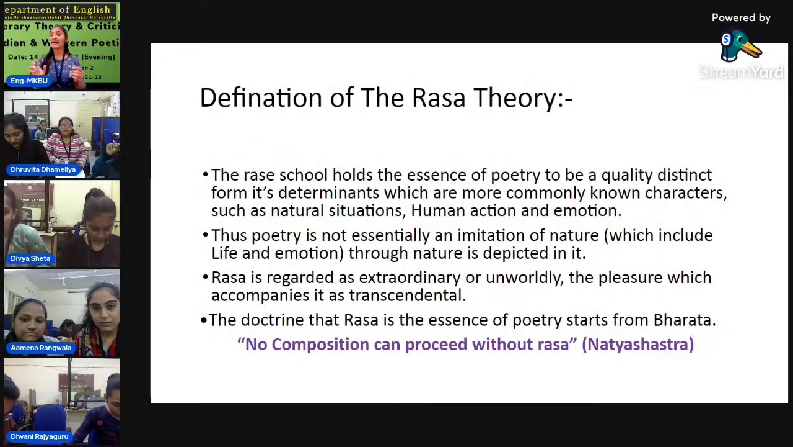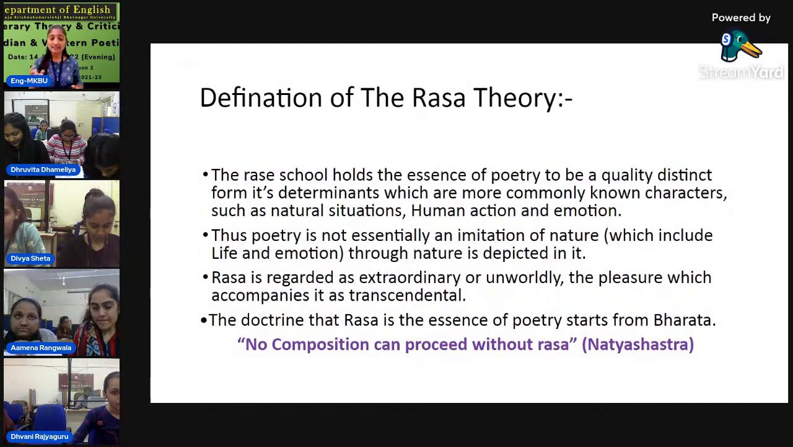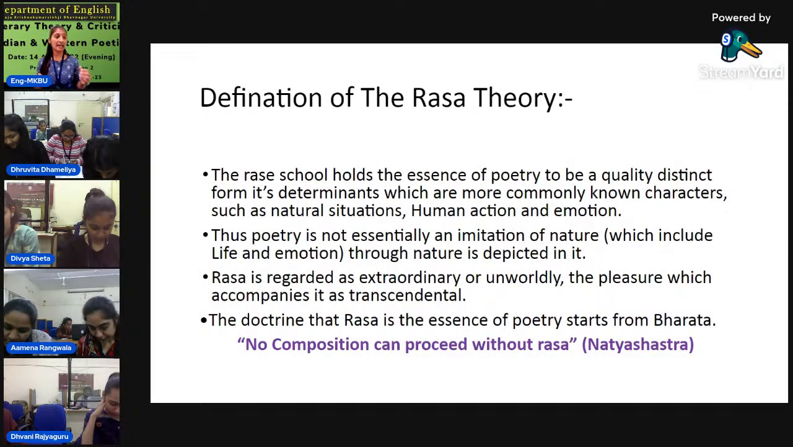And the definition of Rasa theory: the Rasa school held the essence of poetry to be a quality distinct from the determinants, which are more commonly known as character, such as natural situation, human action, and emotions. Rasa theory also represents human characters in natural action, situation, human action, and emotions. Thus, the theory is not essentially an imitation of nature, but also includes life and emotions through the natural depiction. And Rasa is regarded as extraordinary and unworldly. The pleasure which accompanies it is transcendental.